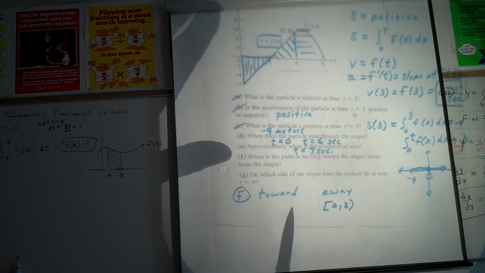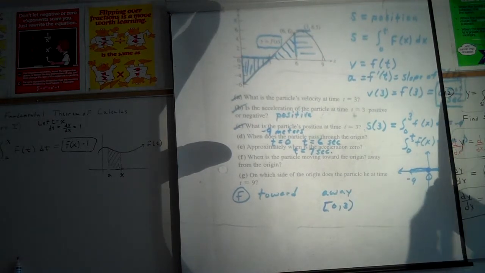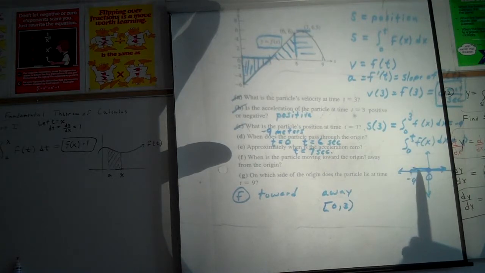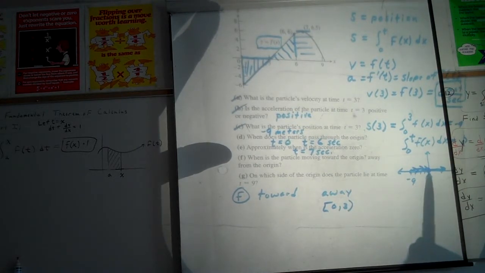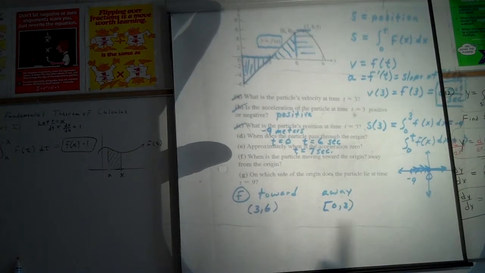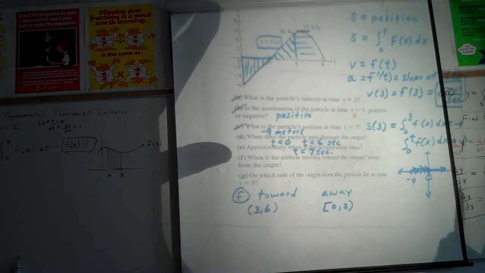Moving toward the origin. Well, after 3 seconds, it turns around. That's where the velocity of 0 is up here. It's switching directions and starts moving back this direction. And for how long is it moving toward the origin? Through 6 seconds. Yep, between 3 and 6 seconds, it's moving back toward the origin. Then at 6 seconds, it goes through the origin and keeps moving to the right.